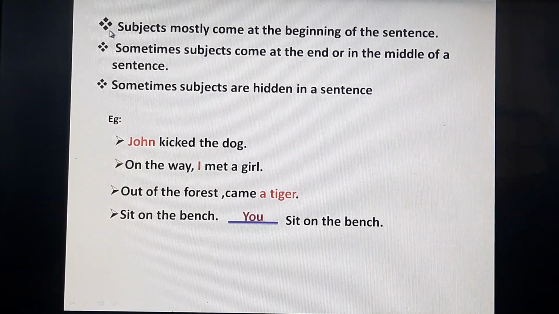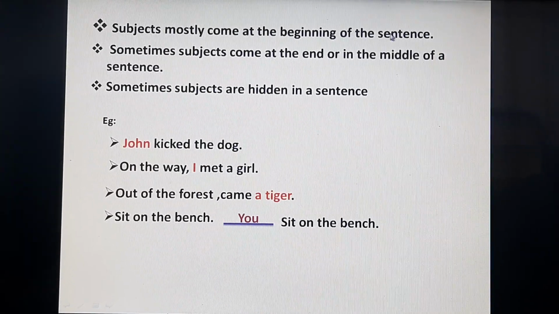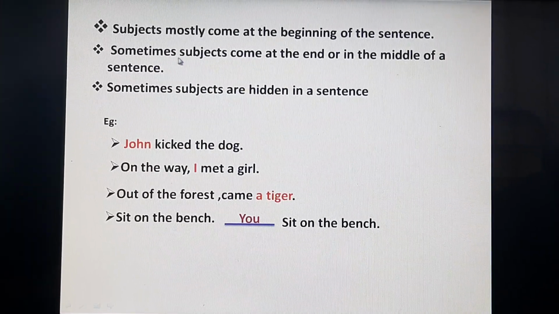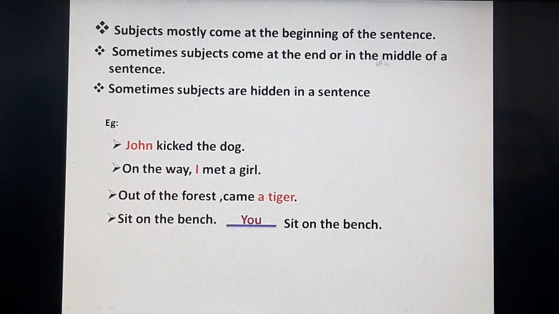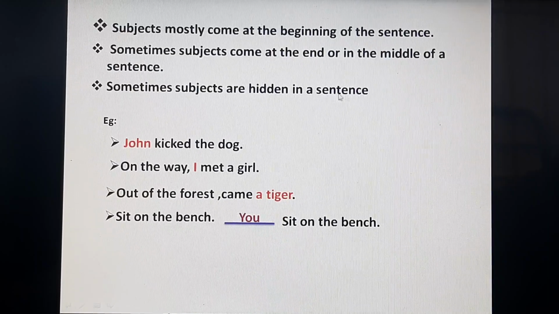We have important things to remember. Subjects mostly come at the beginning of the sentence. Sometimes subjects come at the end or in the middle of a sentence. Sometimes subjects are hidden in a sentence.